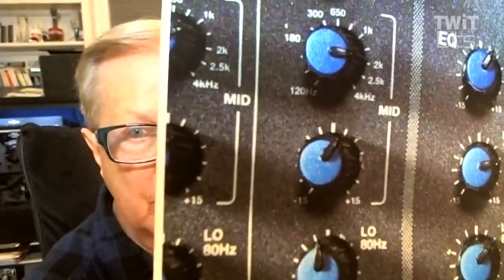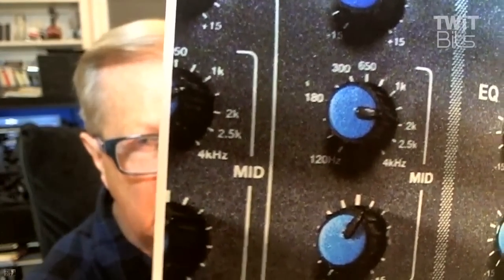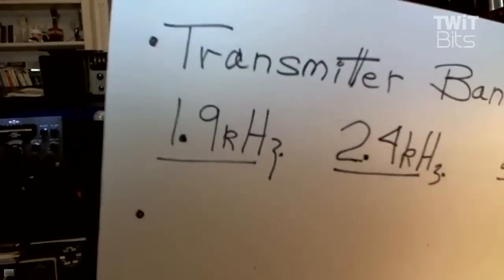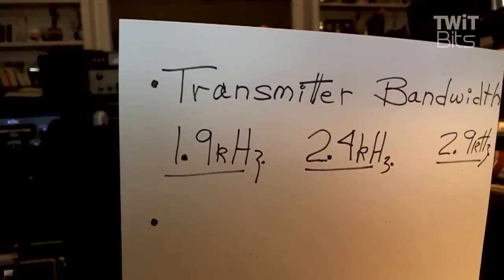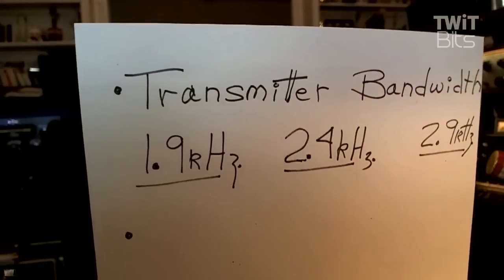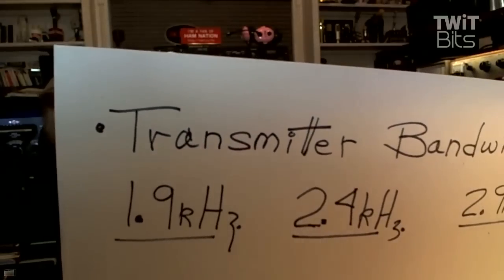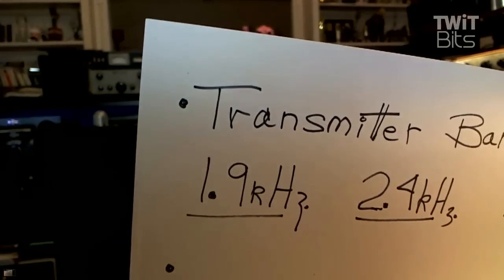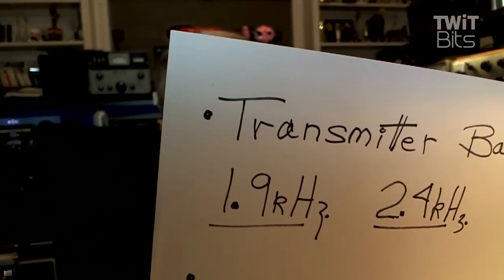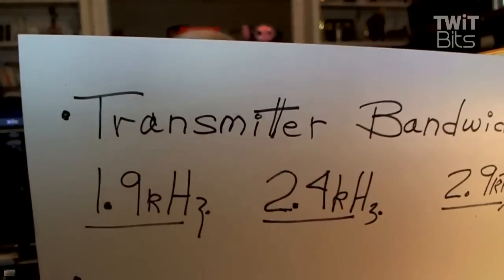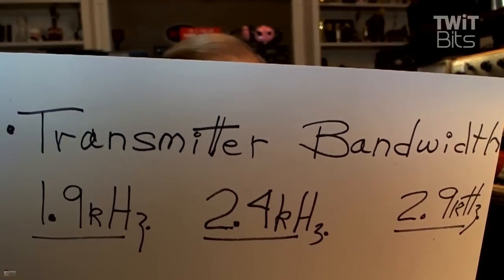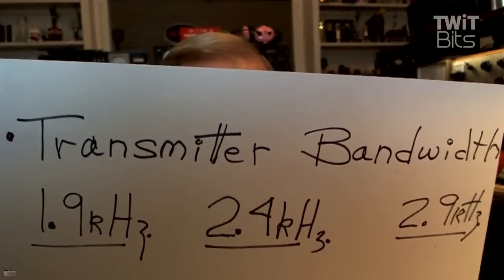So what you have to do is think about what you really need this for, because most transceivers today already have it. But the first thing you have to think about is transmitter bandwidth. It's very, very important. What does your transceiver do? Most of the early transceivers will only do 1.9 or 2.4. It will not do the wider 2.9. And you're going to say, well, I can take a mixer and change that. No, you really can't change the bandwidth.